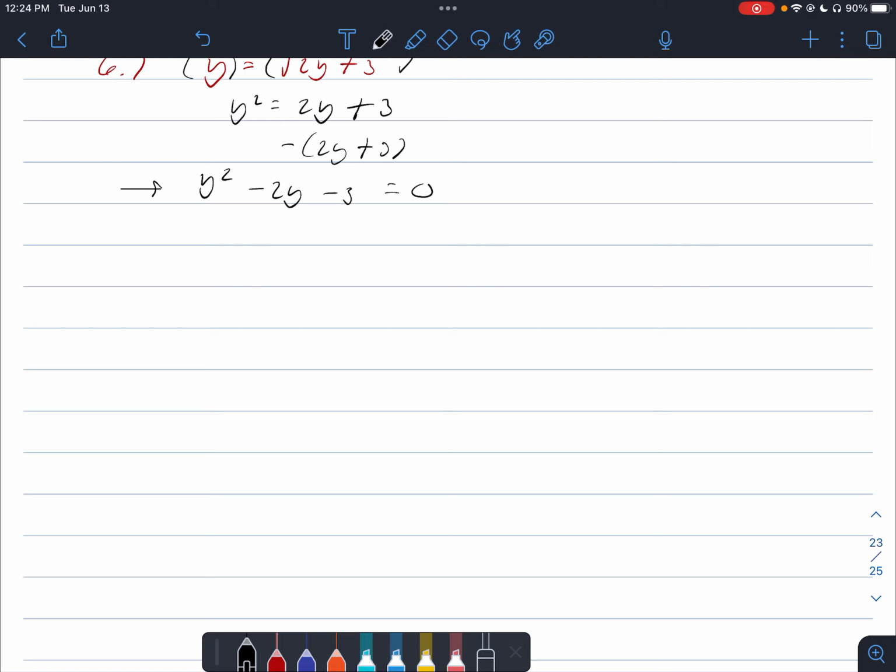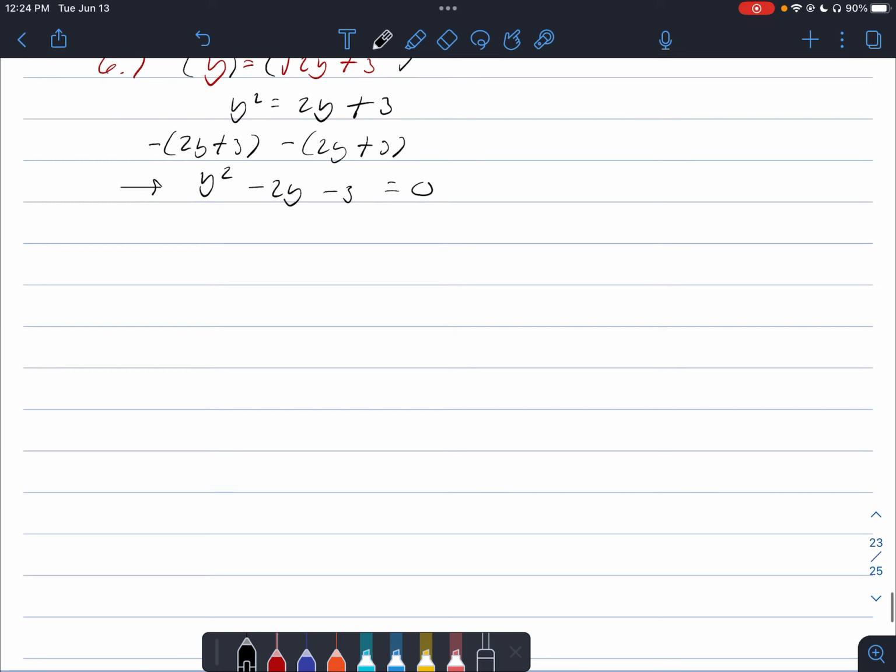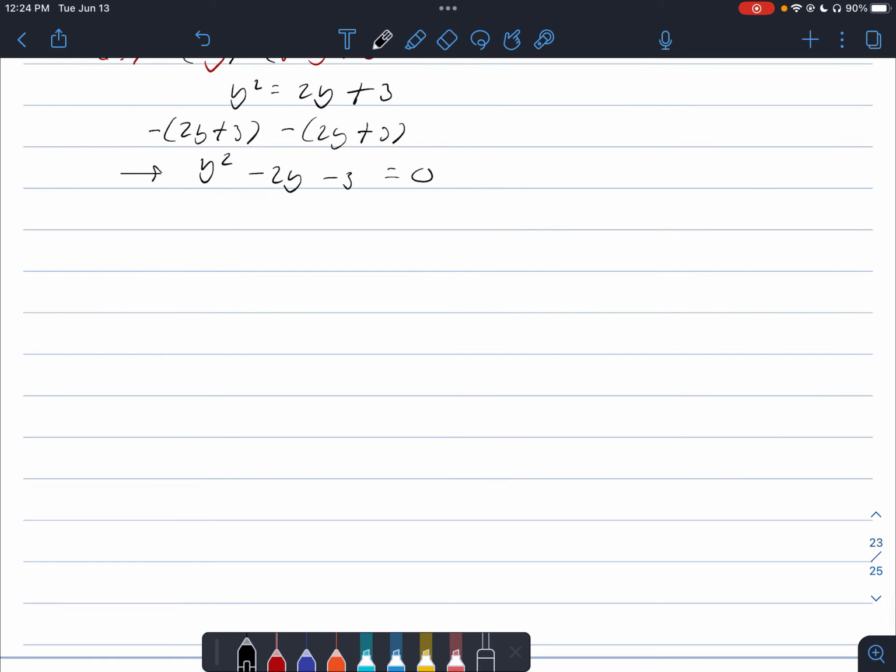After we distribute that negative, we'll get that. Let me label the other side too. Minus 2y plus 3. Okay. So now we can solve this just like we would any other quadratic equation. We want to find two numbers that multiply together to give us negative 3, and that also add together to give us negative 2. Okay? So I am thinking negative 3 and 1. So we have y minus 3 and then y plus 1.